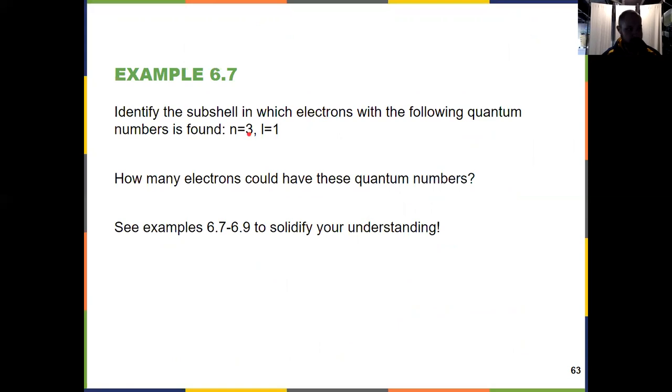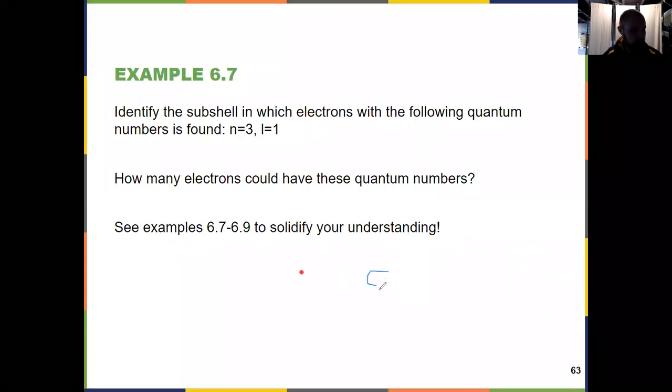n is equal to 3, l is equal to 1, and then answer how many electrons are possible to have those quantum numbers. And then even better practice, to take it a step further, is to write out the set of quantum numbers for each one of those possible electrons, and I will upload a video separately showing how to do that.